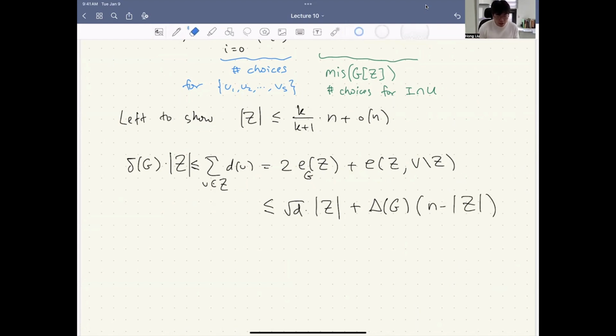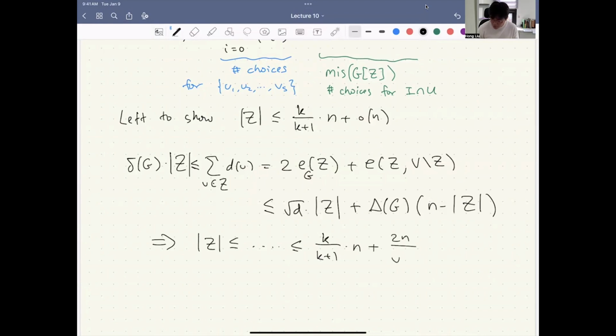And if you do the calculation, this implies Z is at most k over k plus 1 times n plus 2n over square root D, as desired. When D is sufficiently large, this is little o of n. Okay. Any questions?